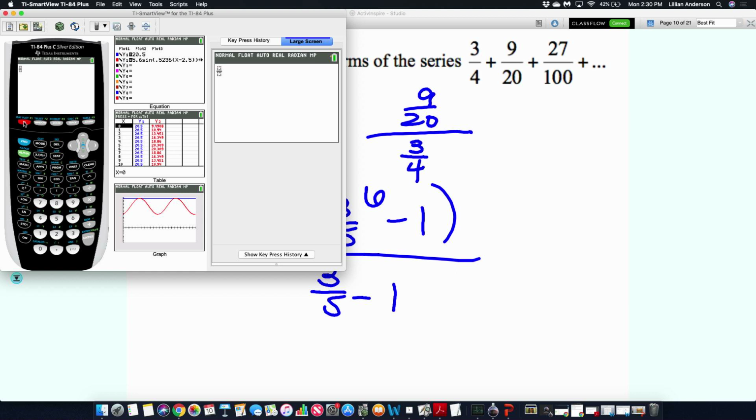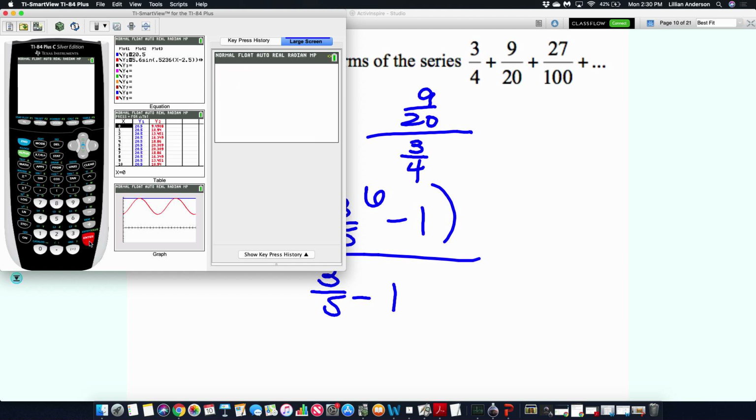I'm going to have a fraction within a fraction, so I'm going to do it again. So that's going to be 3/4 times 3/5, right? To the what power? 6? Minus 1. Just do everything in parentheses and then divide.